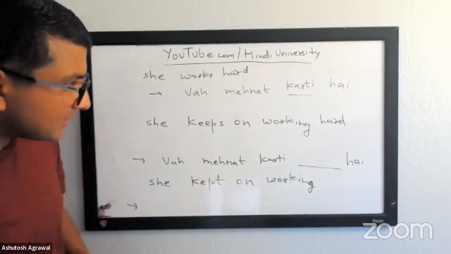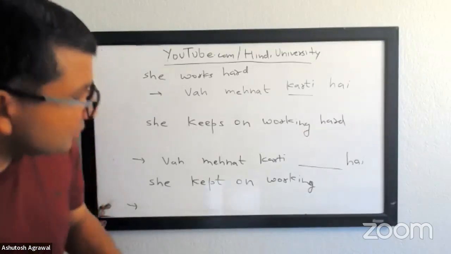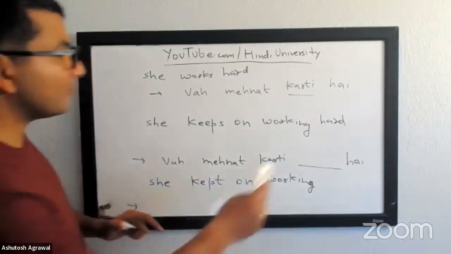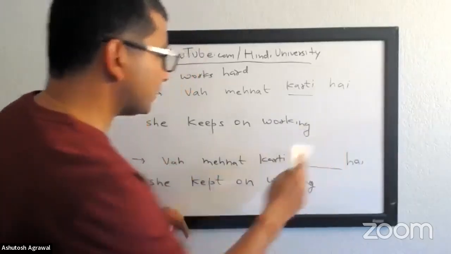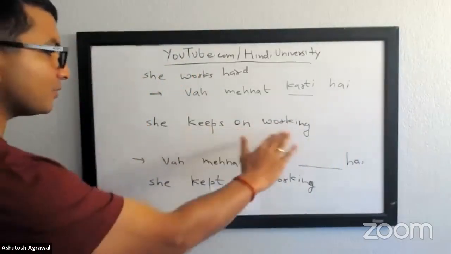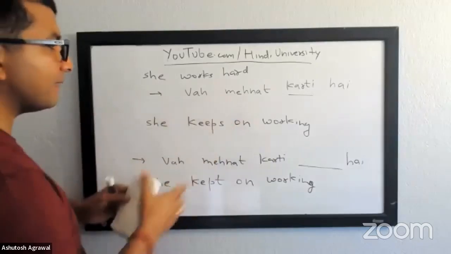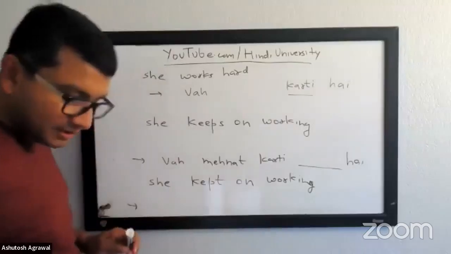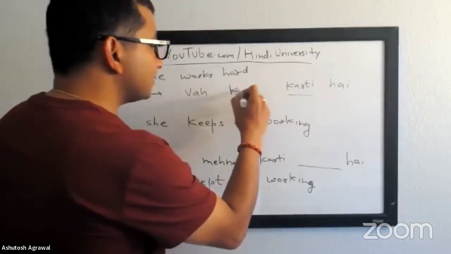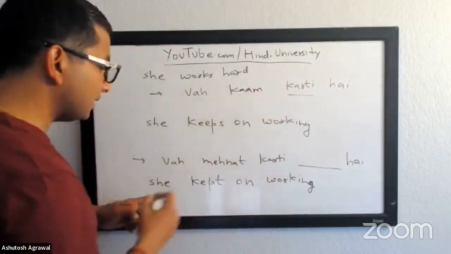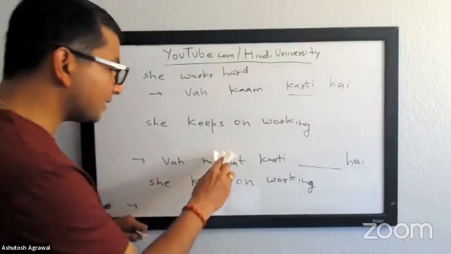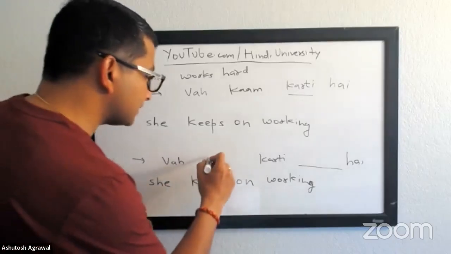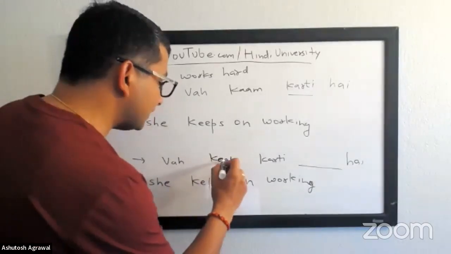So instead of that, let's say, I'm going to remove she kept. I'm going to keep it simple. Instead of hard, I'm going to remove this one. She keeps on working. And instead of mehnat, I'm going to use काम, because it'll be much easier. So वह काम करती है. Just keeping it a little bit easier. काम करती है, and then वह काम करती रहती है. She keeps on working. Yes, Delia ji, now try it.